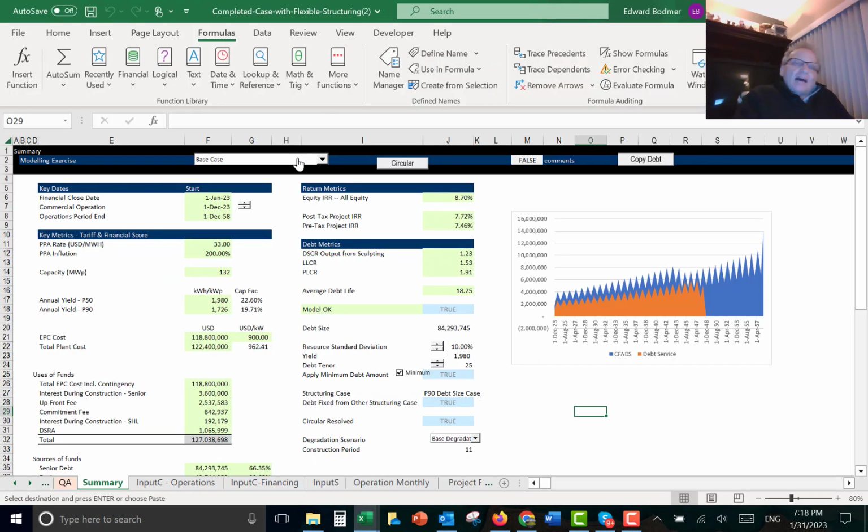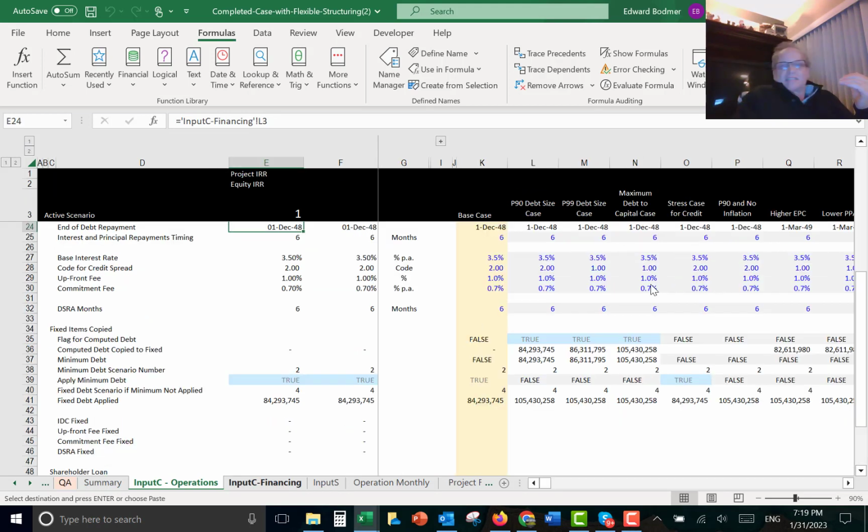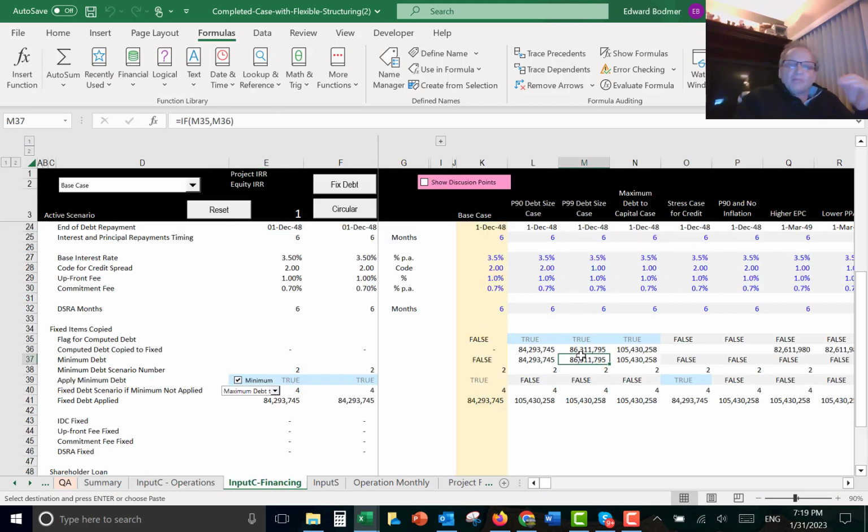Right now, in this input C page, we have some scenarios. We have a base case, which is the case we use to do some credit and risk analysis. Then I have a series of three debt sizing cases: P50, P99, or P90 rather, P99, and debt to capital. You could make as many debt sizing cases as you want, and with these we're going to figure out how much debt we have.